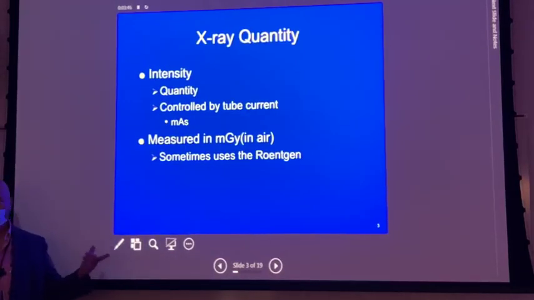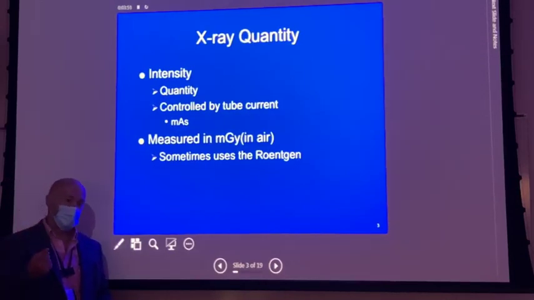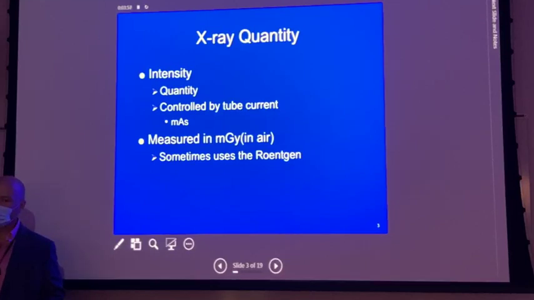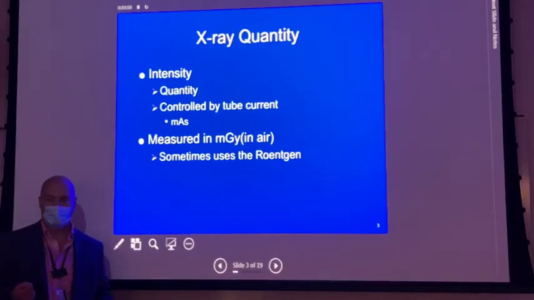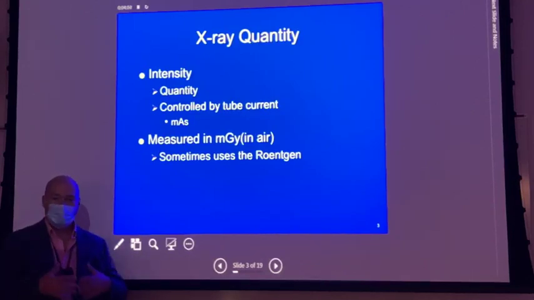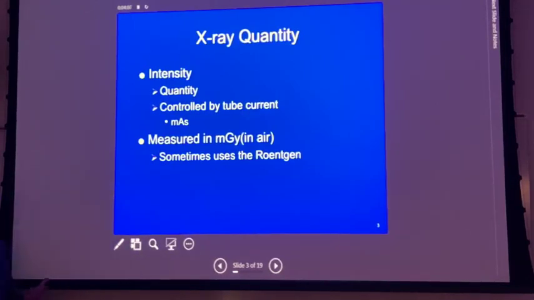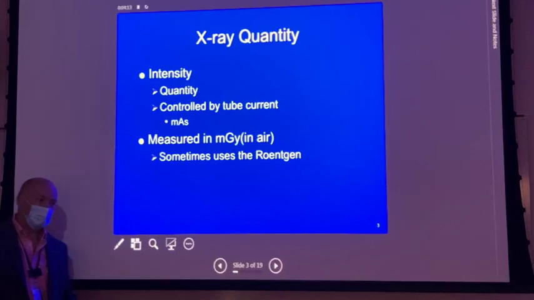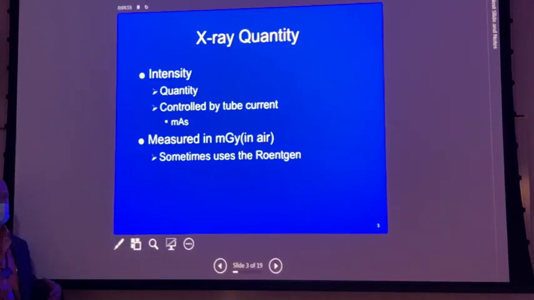But with mass, it's just a numbers game. If you increase the number of electrons you send across the tube by just one, then you're going to create exactly one more X-ray photon, right? If you double it, you're going to create exactly double, all at the same energy levels that you created at the same KVP. So with KVP, you change a lot of stuff. You change average, you change peak, you change the imaging characteristics of the X-ray beam.